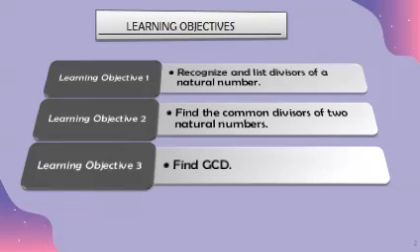So let us first look at the learning objectives: to recognize and list the divisors of a natural number. So you will be given a natural number and you have to list the divisors of this natural number. Then we are going to find the common divisor of two natural numbers. And the last thing, we are going to find something which is called GCD, or in another word, the greatest common divisor.